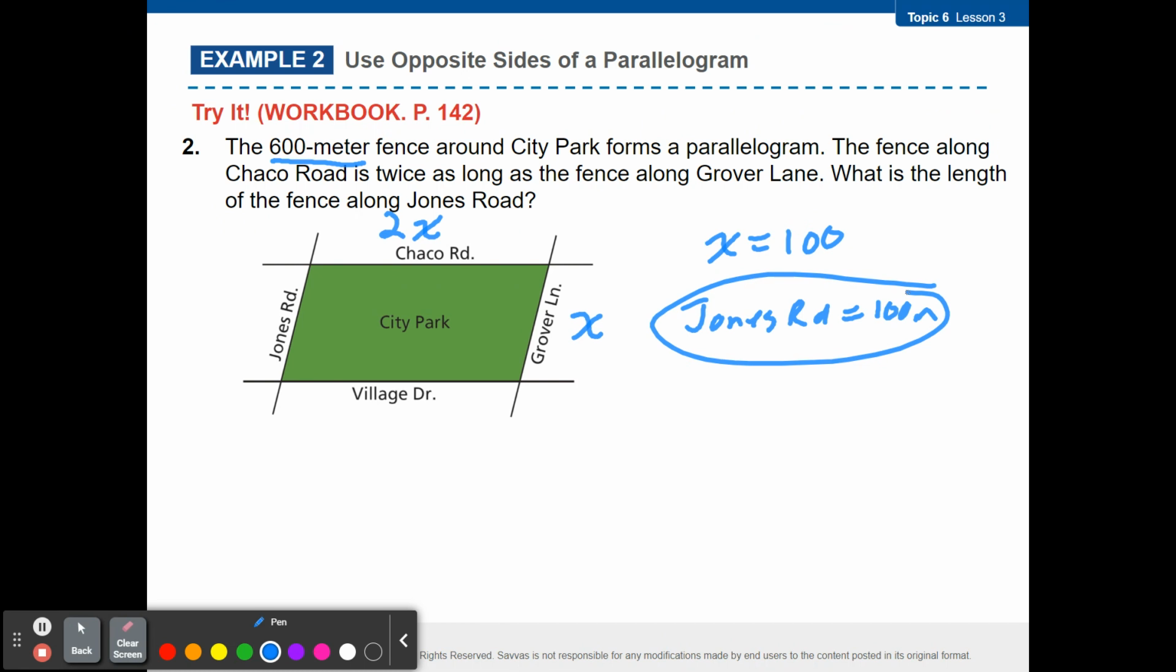All right, habits of mind. It says, if you know the perimeter of a parallelogram, what information would you need to know in order to determine the lengths of the sides? What do you need in order to determine the length of the side? Go ahead. The length of one side. Okay, so you're going to want to write that down. At least one side of a parallelogram.